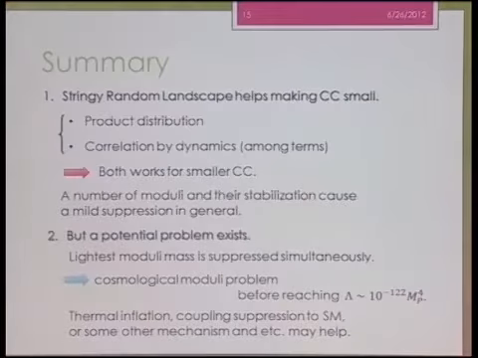So, let me summarize. Today I introduced a stringy random landscape. I use the mechanism of the stringy random landscape to make the CC small, and that is done by two things. One is the product distribution. The other is the correlation given by the dynamics. Both work for making the CC small. But currently I have a potential problem in reaching the smaller, current cosmological constant because of the moduli problem. So that's it. Thank you.